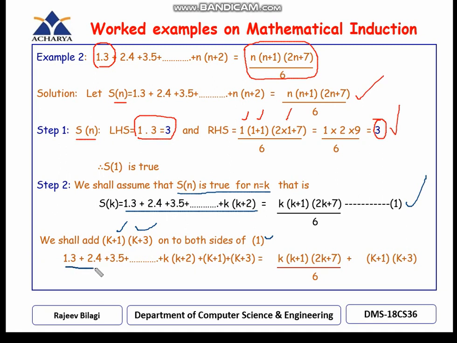So 1.3, 2.4, 3.5. This is as usual, the earlier one. I have added this extra. So for this part I already have it up to this. That is k into bracket k plus 1, 2k plus 7 divided by 6. What have I added extra on both sides? So k plus 1, k plus 3, I have added this extra thing.